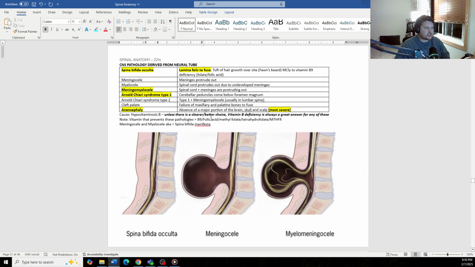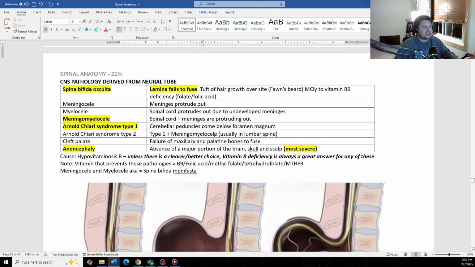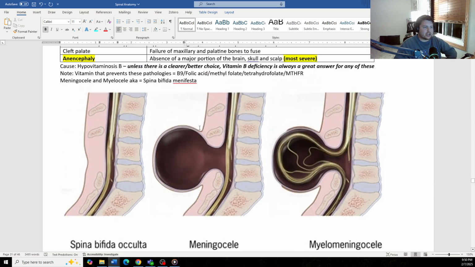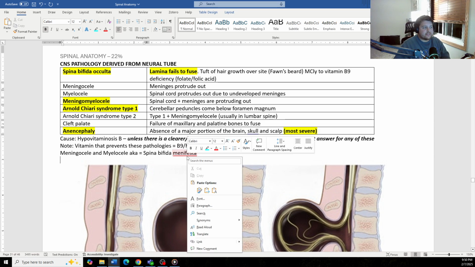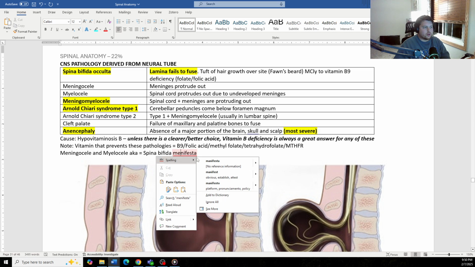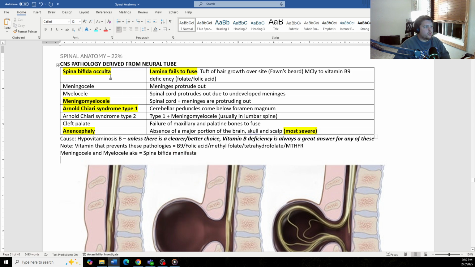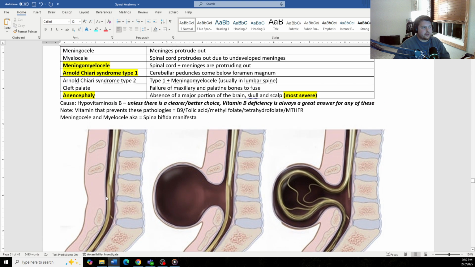A couple of extras, talking about connecting a little bit to our pathology with the central nervous system pathology from the neural tube formation, so forming of the actual spinal cord. The condition spina bifida occulta. Occulta means hidden. The opposite of occulta is manifesta, because either it's occult, it's hidden, or it is manifested, it is visible. So spina bifida occulta, this is when the lamina of the vertebrae fail to fuse.